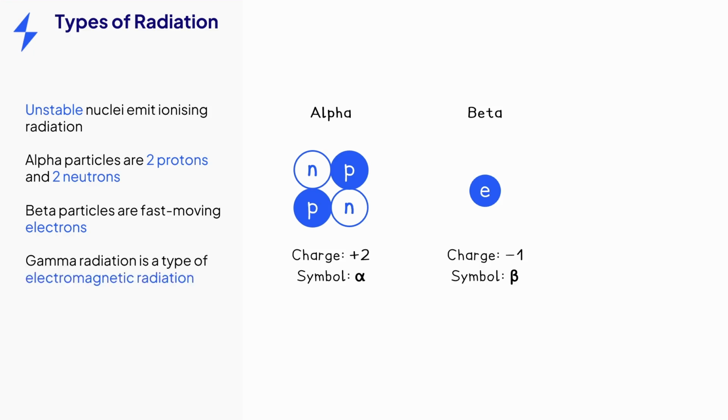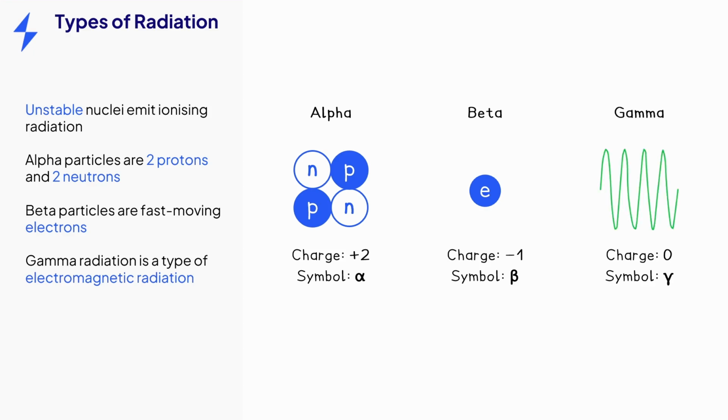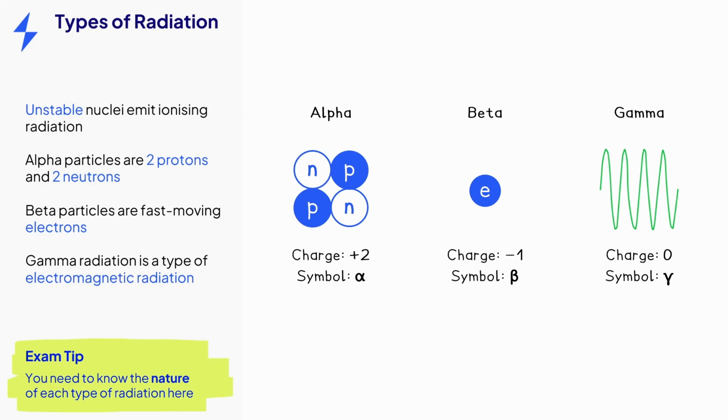Gamma radiation is not a particle, but a part of the electromagnetic spectrum. It therefore has no charge, and its symbol is the Greek letter gamma. Exam boards often mention that you need to know the nature of these types of radiation. This just means you need to know what they consist of.